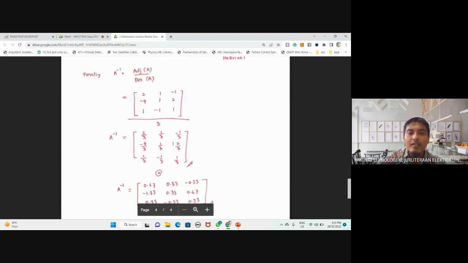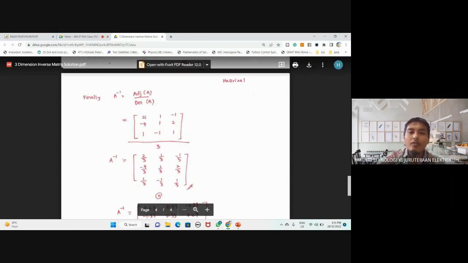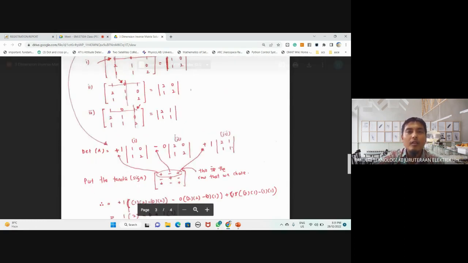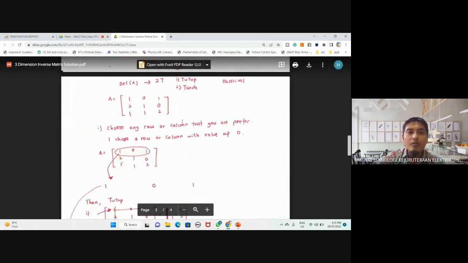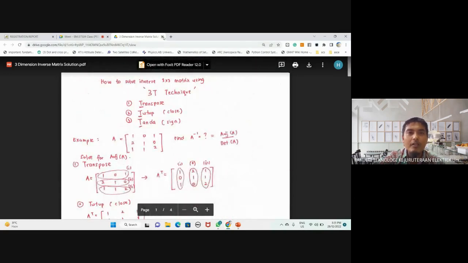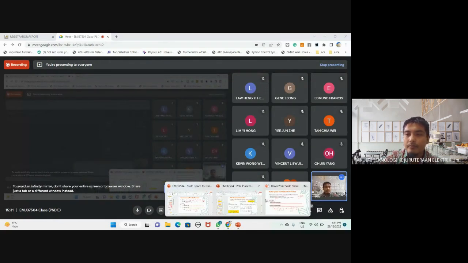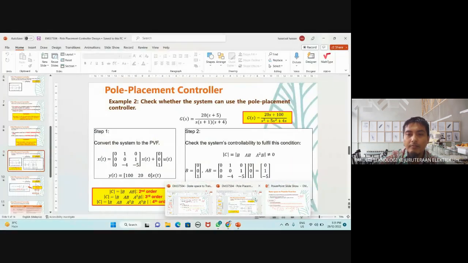So the final answer here is the A inverse for the third order system. However, you can use a calculator to calculate because everything here is a number. So why do I teach you how to use this technique? Let's see, continue with the slide.